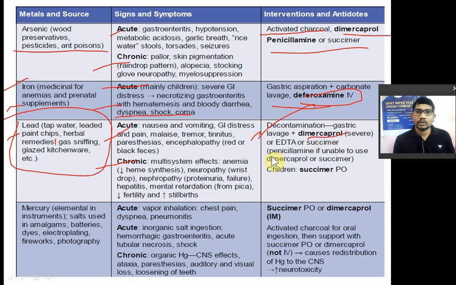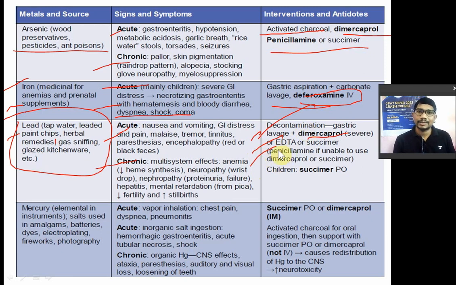Then EDTA or succimer can be used. Penicillamine if unable to use dimercaprol or succimer. If you cannot use dimercaprol or succimer, then you have to use penicillamine. Penicillamine is nothing but again an iron chelator. EDTA is an iron chelator.